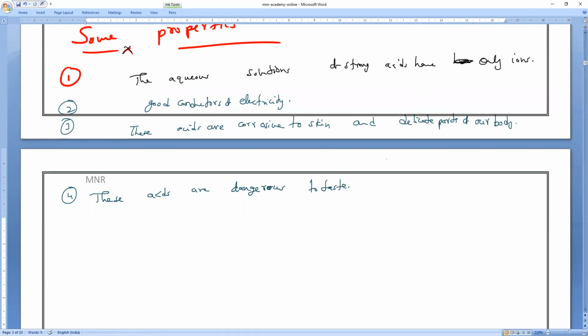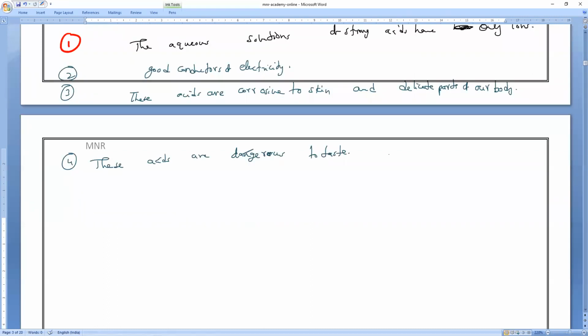So this is about the properties of strong acids. You can take examples. Strong acids are all the mineral acids except carbonic acid. So HCl, we know that. What does HCl mean, all of you? Hydrochloric acid. You can take H2SO4. What is H2SO4, everybody? Sulfuric acid. If you take nitric acid, what is the formula? HNO3. Okay, nitric acid.